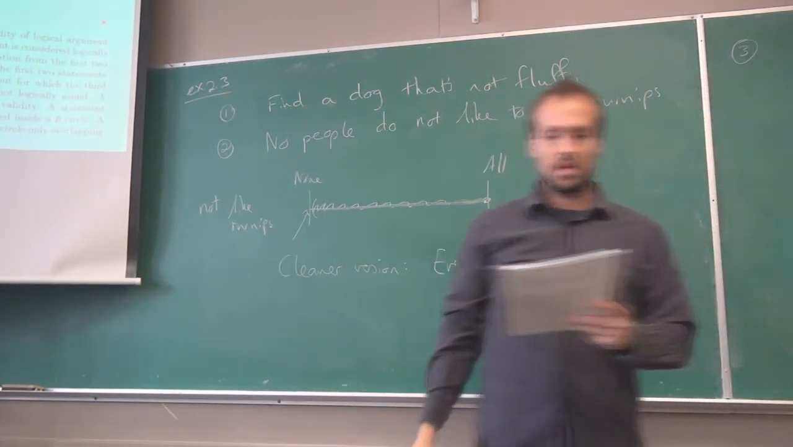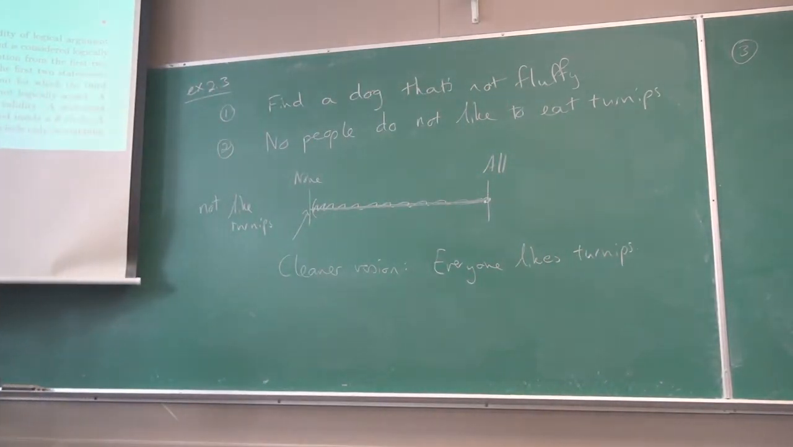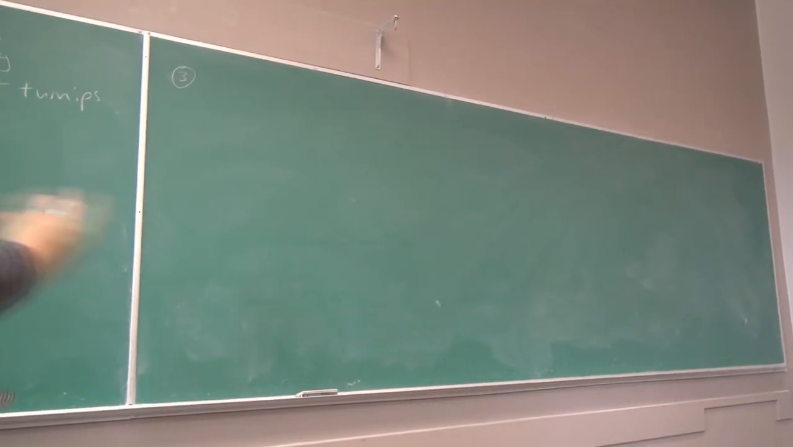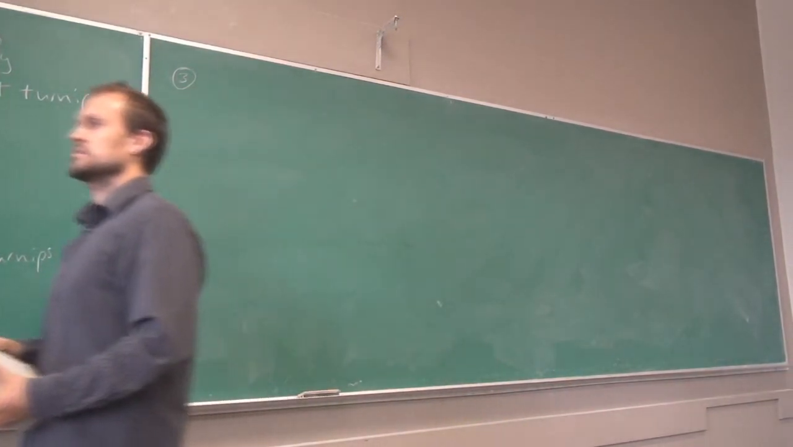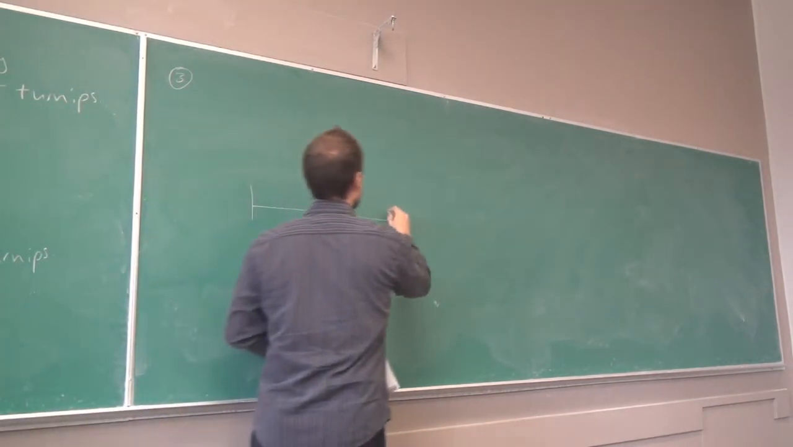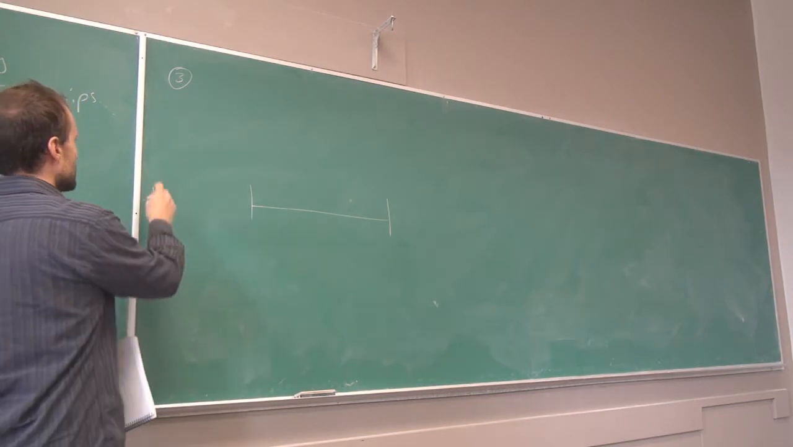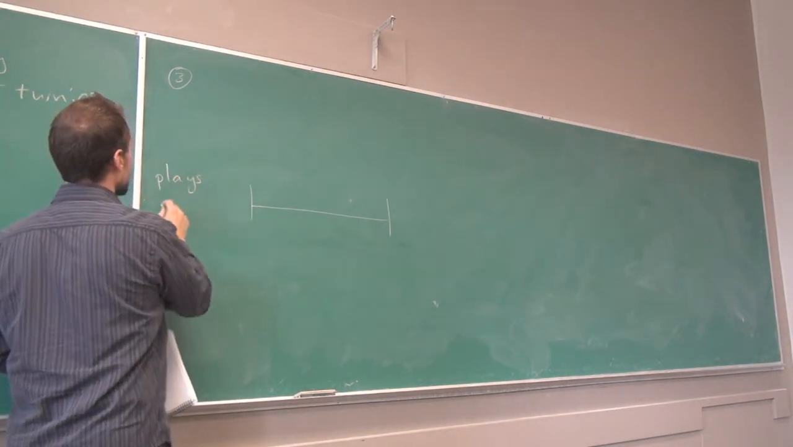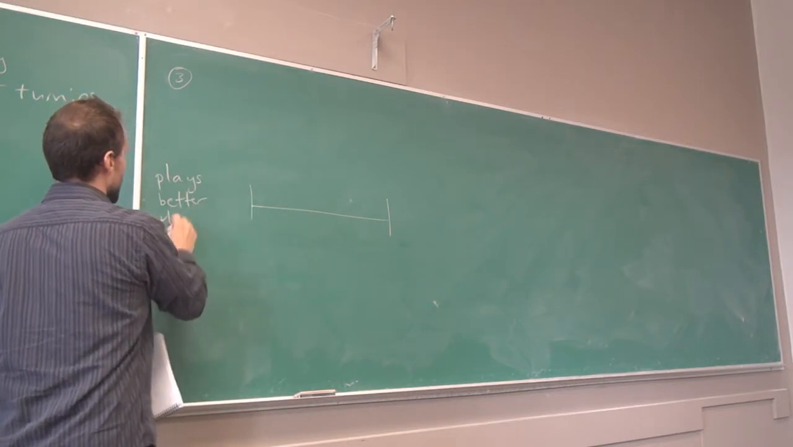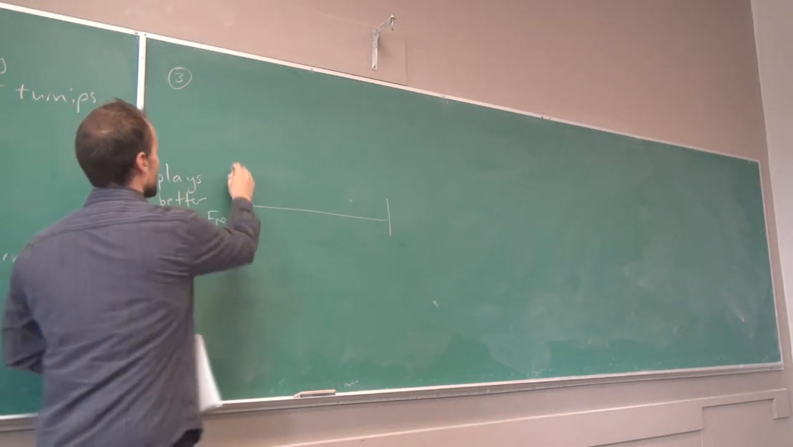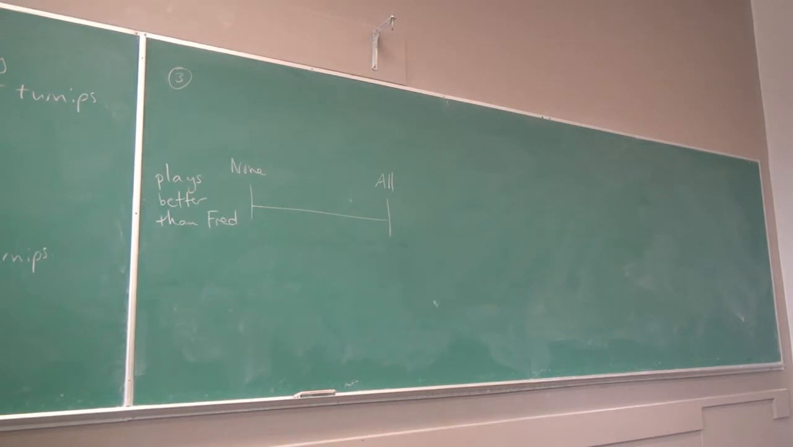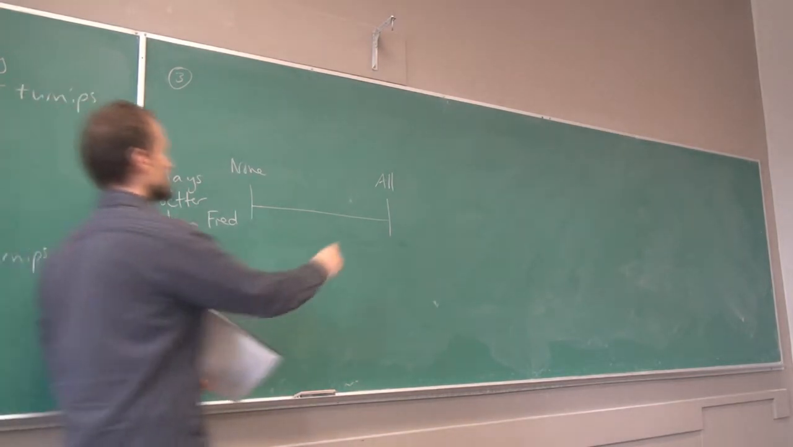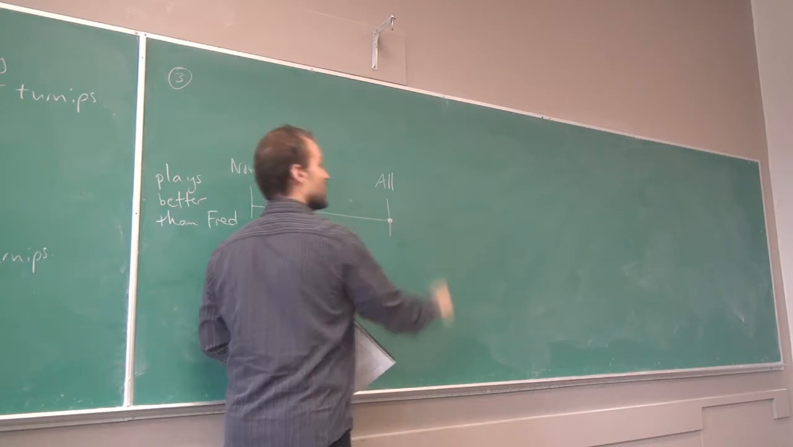Three. Everyone plays better tennis than Fred. Poor Fred. I don't know if that's true or not, but someone comes in, we all know Fred, and they say, everyone plays better tennis than Fred. Well, think about what that means with a diagram. So now we can say this refers to people playing better than Fred, from none to all. They're claiming that everyone plays better. So they're saying what's happening is right there and nothing else.